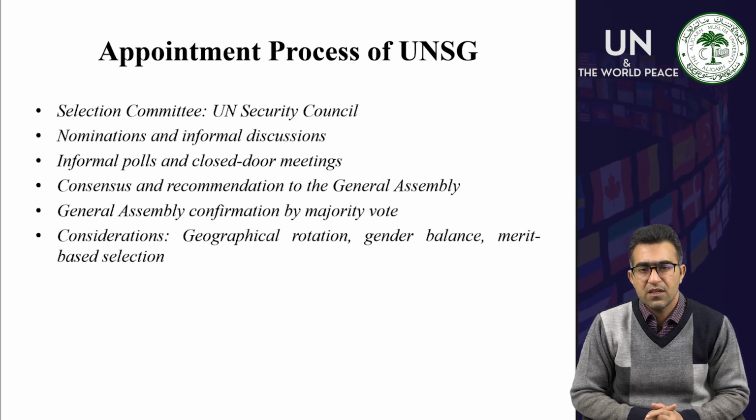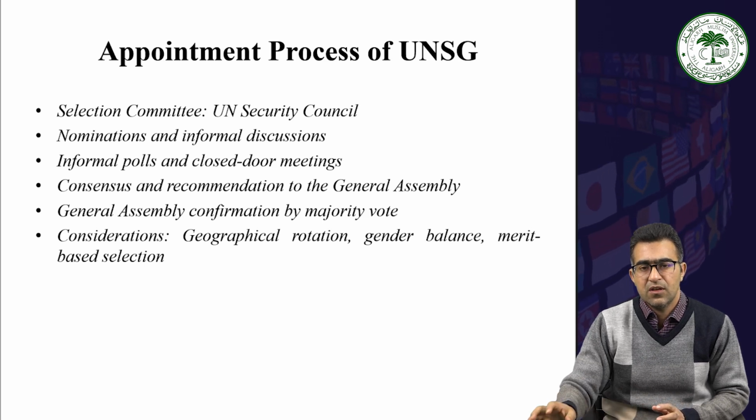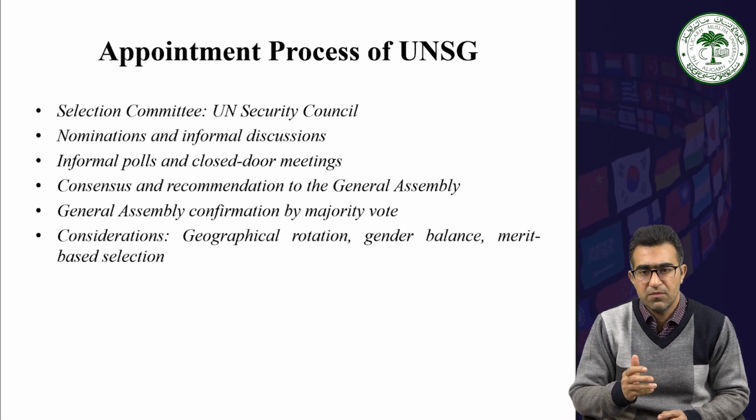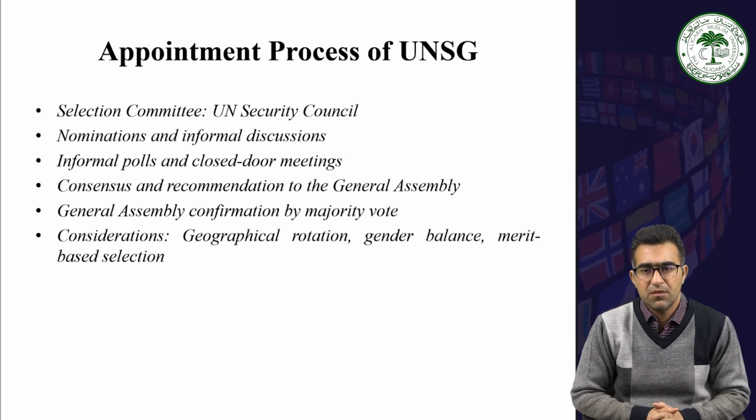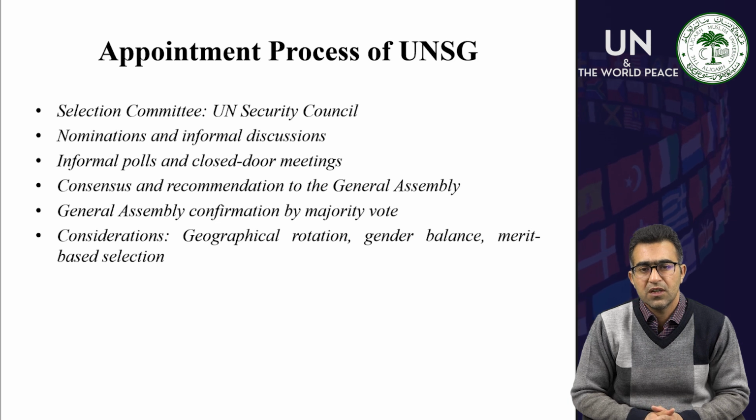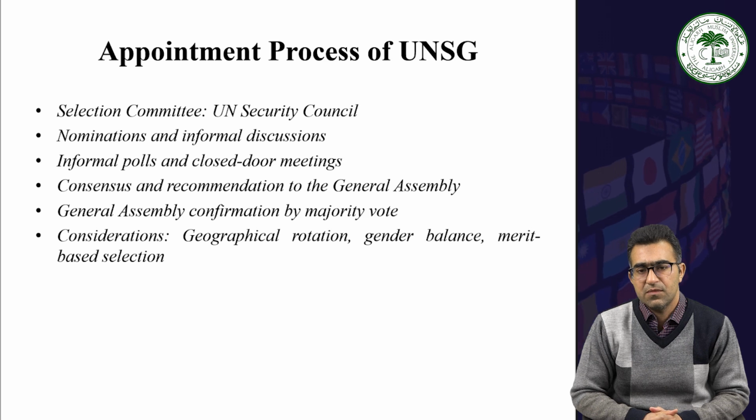During these polls, Security Council members indicate whether they encourage, discourage, or have no opinion regarding each candidate. After the informal polls, the Security Council proceeds to hold formal, closed door meetings to deliberate on the selection of the Secretary General. This process is confidential, and Security Council members negotiate behind closed doors to reach a consensus on a single candidate. Once the Security Council reaches a consensus, it submits a formal recommendation to the General Assembly.